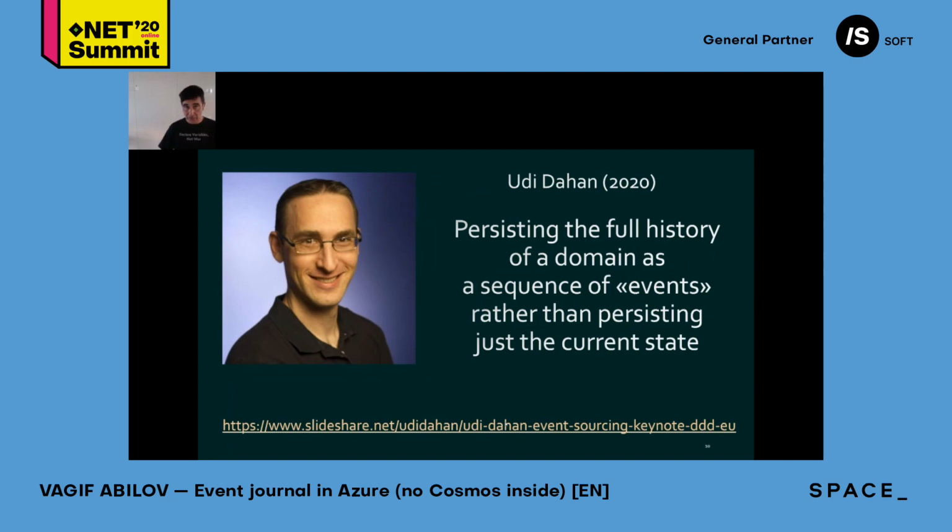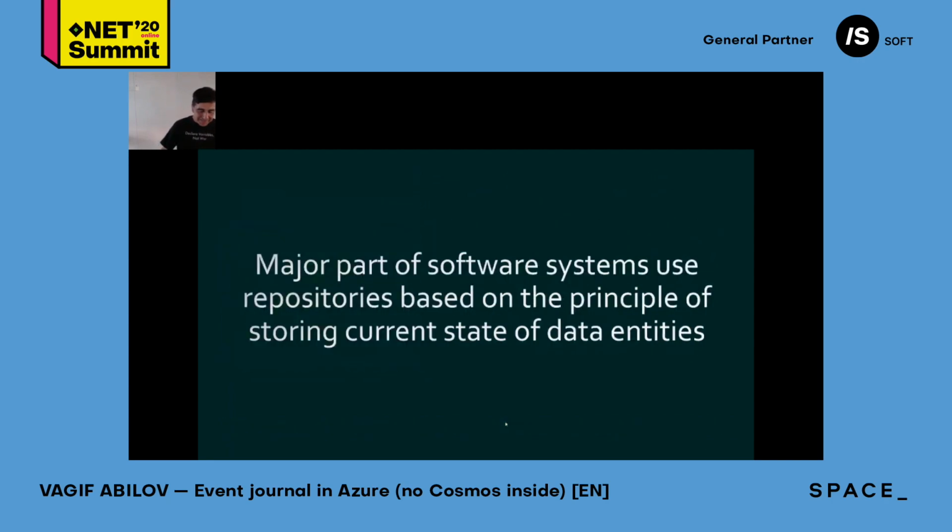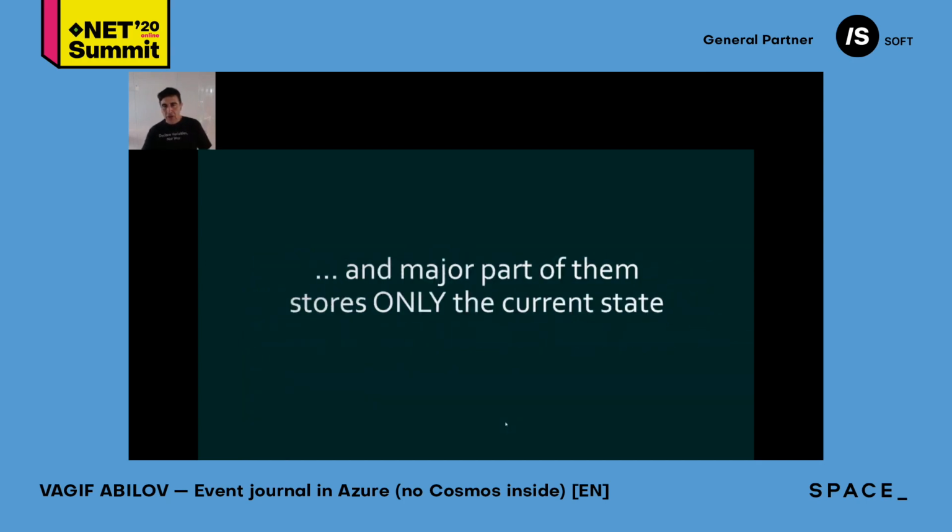And of course, when it becomes primary source of truth, it's quite important how to properly deal with that when it comes to performance, scalability, and major system functionality. Still, major part of software systems use databases, use repositories that are based on the principles of storing just current state of data entities and only storing the current state.